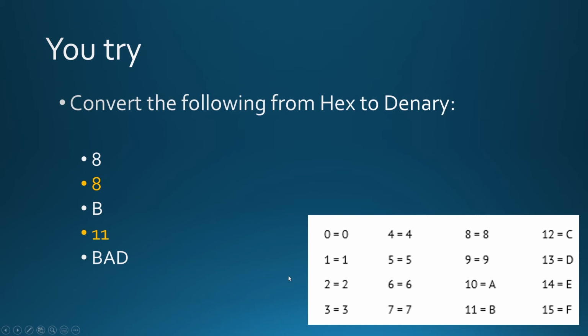So, put that in the columns. That is D 1s, A 16s, and B 256s. What's B? 11, so that's 11 times 256, plus A, which is 10, 10 times 16, plus D, which is 13 times 1. So add those all up together, and you'll get 2989.